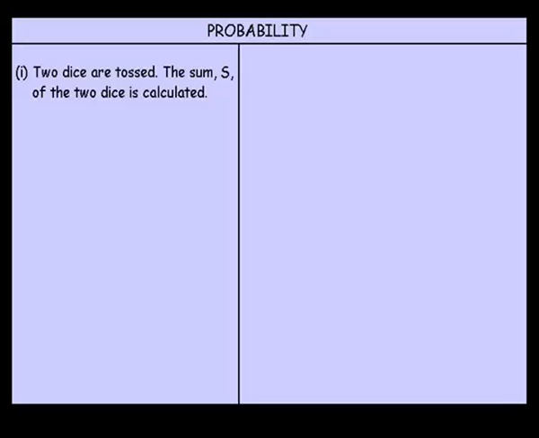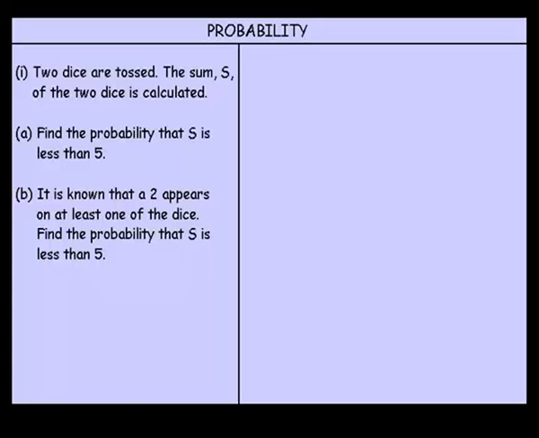Probability. The first question: two dice are tossed. The sum S of the two dice is calculated. We're asked, find the probability that S is less than 5. And then in part B, it is known that a 2 appears on at least one of the dice. We need to find the probability that S is less than 5.